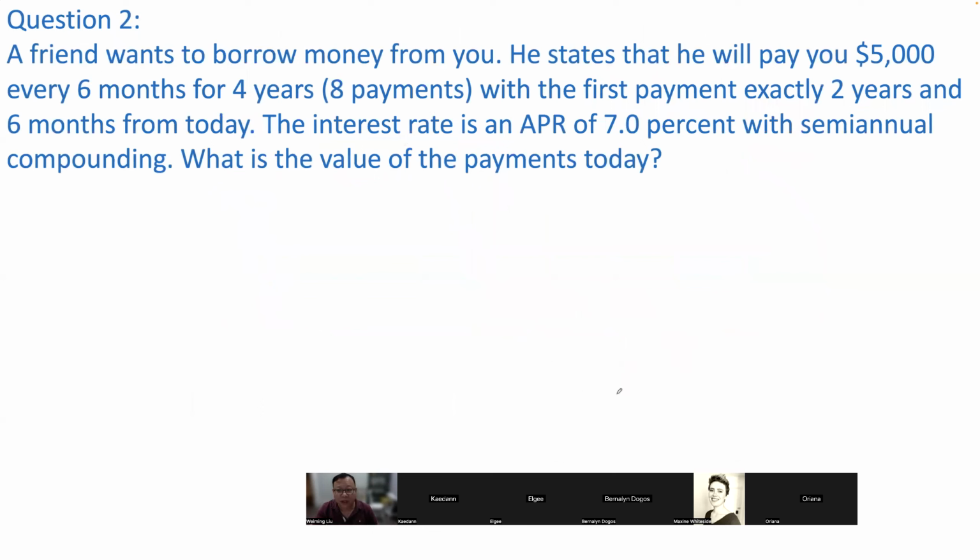Let's take a look at question 2. A friend wants to borrow money from you. He states that he will pay you $5,000 every 6 months for 4 years, and there are 8 payments, with the first payment exactly 2 years and 6 months from today. The interest rate is an annual percentage rate of 7% with semi-annual compounding. What is the value of the payment today?